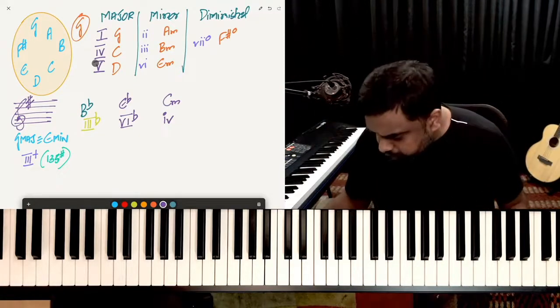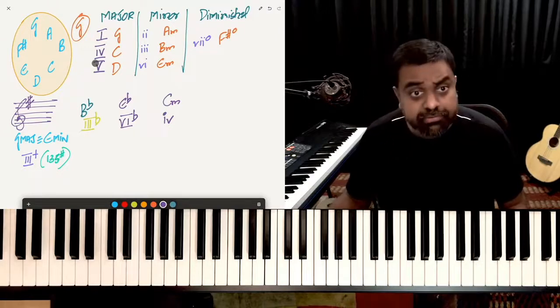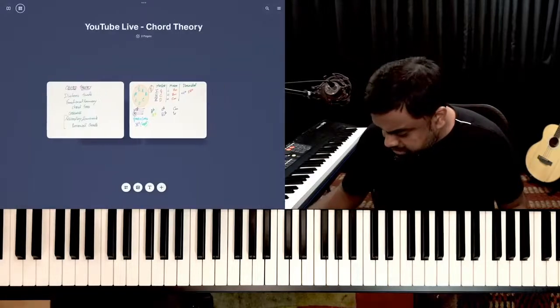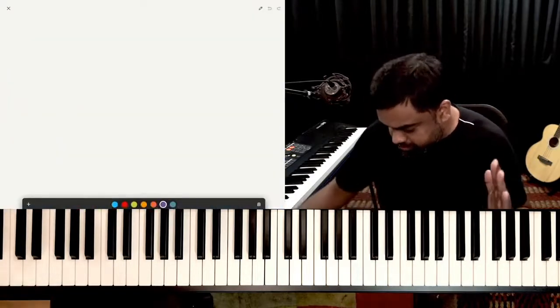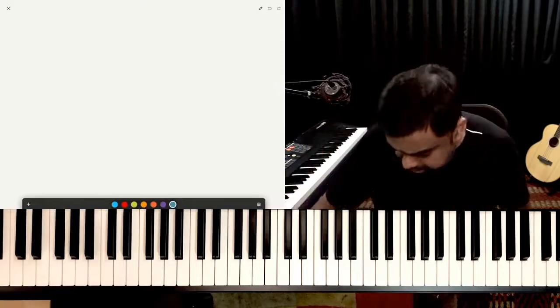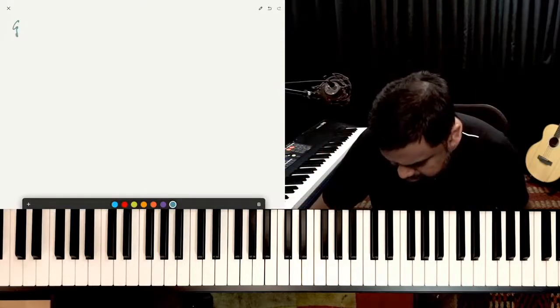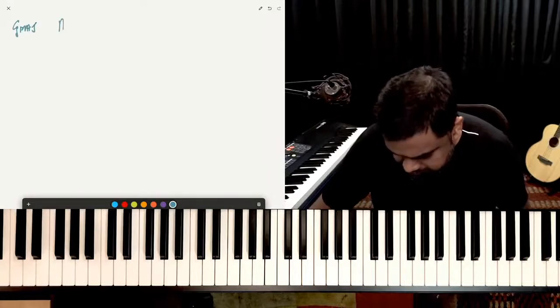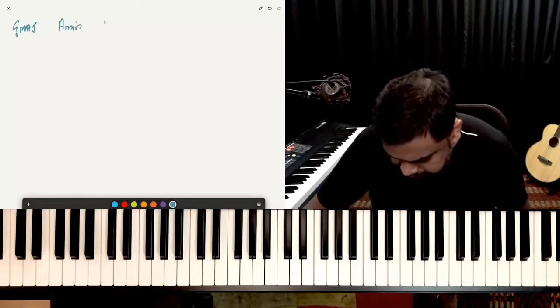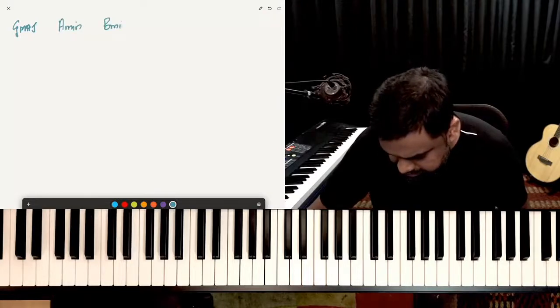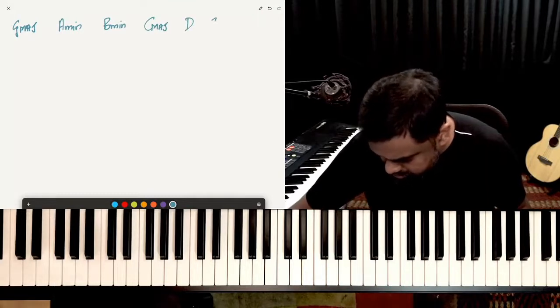Okay. So now that we've looked at the chords, another nice way to write this down would be in a line, which I'd highly encourage. You can write it down like this: G major, A minor, B minor, C major, D, E minor, F sharp diminished.